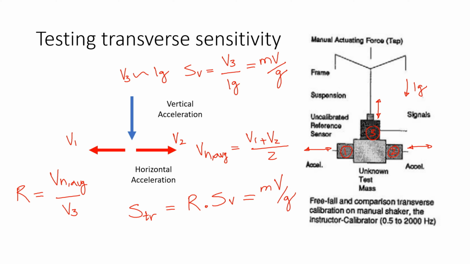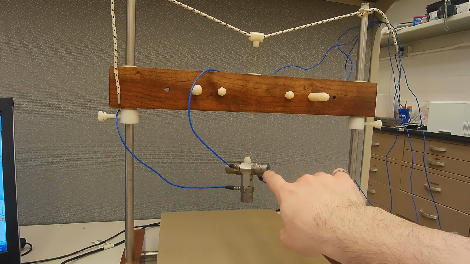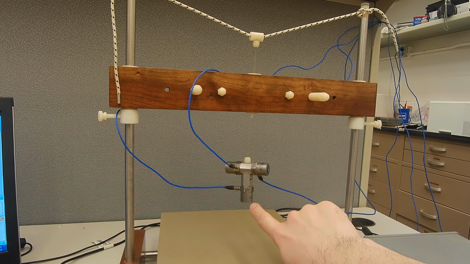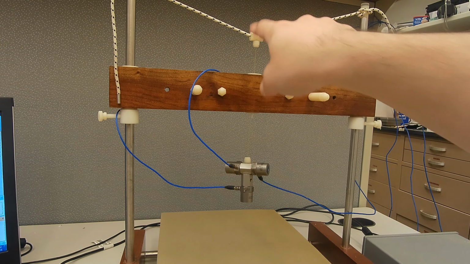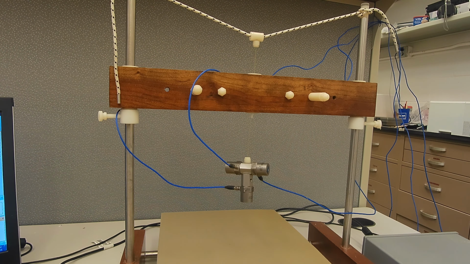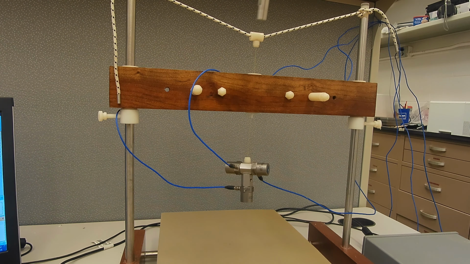So let's see how we can do this experimentally. This is our experimental setup. We have 2 horizontal accelerometers and the vertical accelerometer at the bottom, and everything is suspended from this junction point. All we really have to do is to reiterate what we did before, take the hammer and hit it at the junction point. Of course, I'm going to do this a couple times so that we can then average our results.